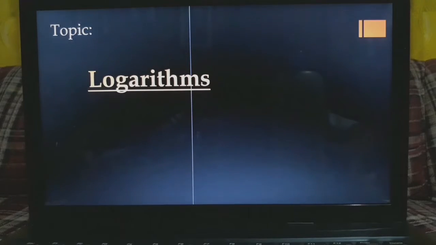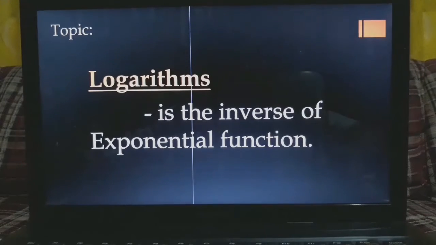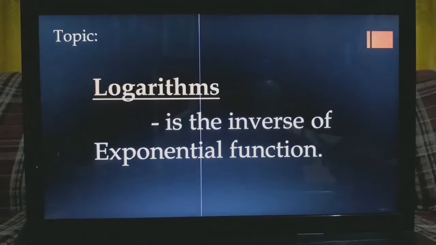So what does logarithms mean? When we say logarithms, it is the inverse of exponential functions. For additional information, when we say exponential functions, it is the function wherein the independent variable x serves as the exponent of the base.